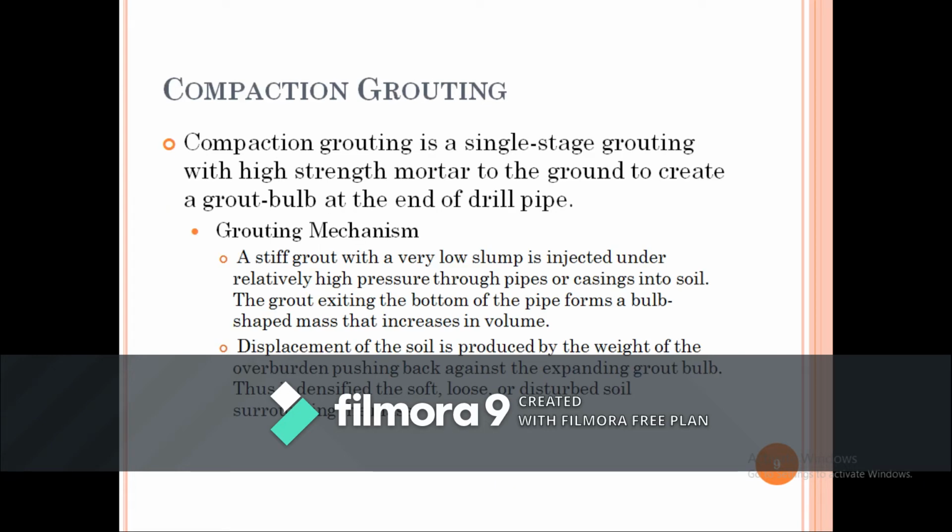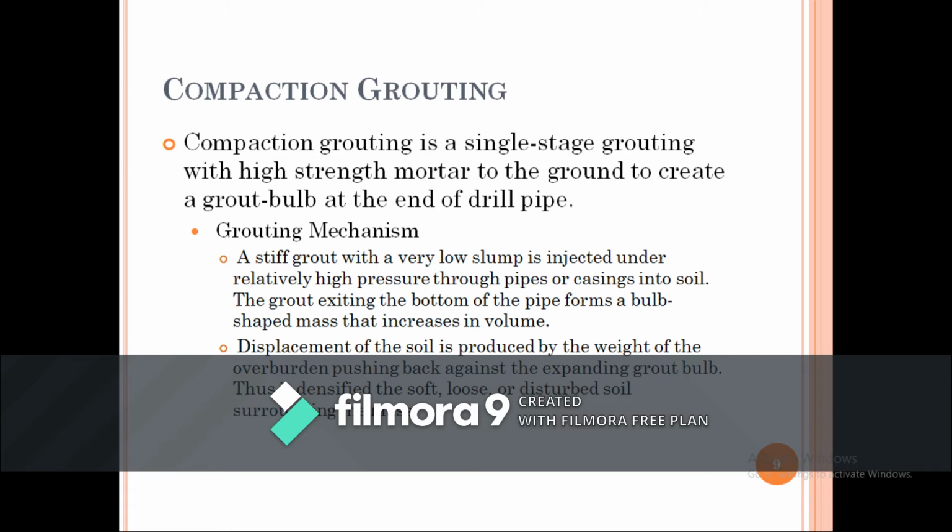So compaction grouting. Compaction grouting is a single stage grouting with high strength mortar injected into the ground to create a grout bulb at the end of the drill pipe. So what do we have in compaction grouting? We have only a single stage grouting with which high strength mortar is injected into the ground, and it is going to form a grout bulb at the end of your drill pipes. That you are going to call compaction grouting. How this technique is carried out, we'll see.